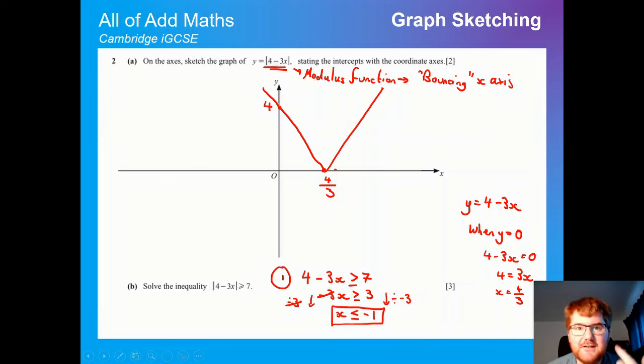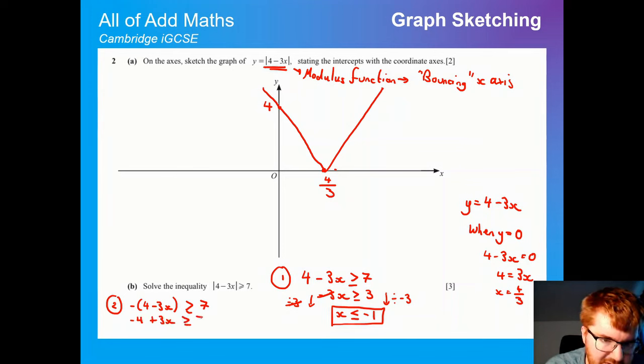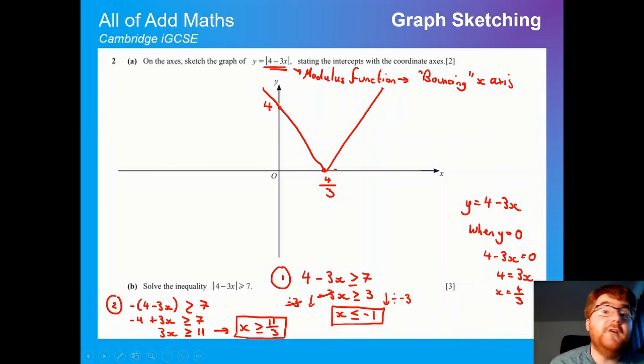But to work out the second answer here, what we're just going to do is exactly the same procedure, but we just put a minus in front of the function because it turns it positive. So by doing this, we then get minus 4 plus 3x is greater than or equal to 7. So therefore, 3x is greater than or equal to 11. And that leads through to our second answer of x is greater than or equal to 11 over 3. Making sure we're careful with that inequality symbol. Notice we didn't multiply or divide by a negative number, therefore it stays as it is.